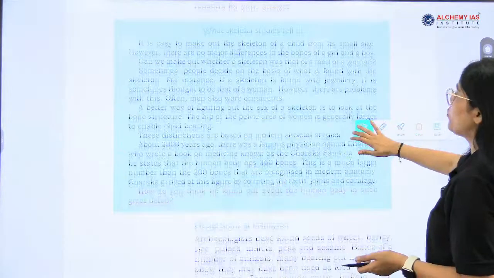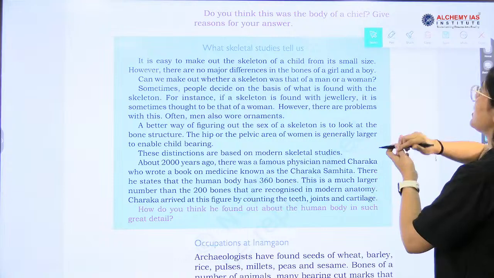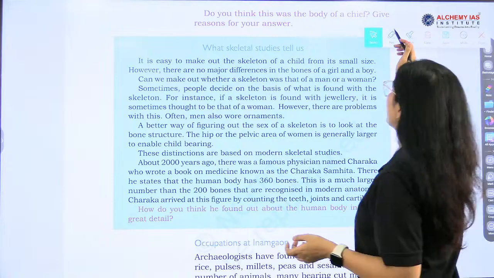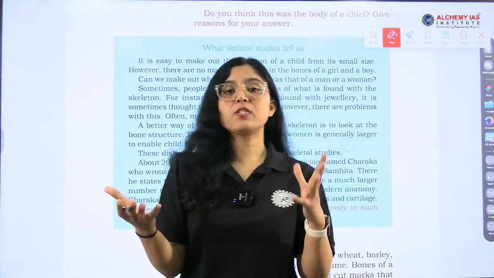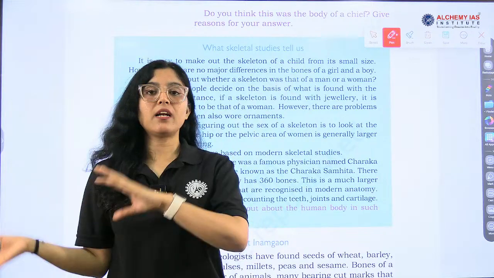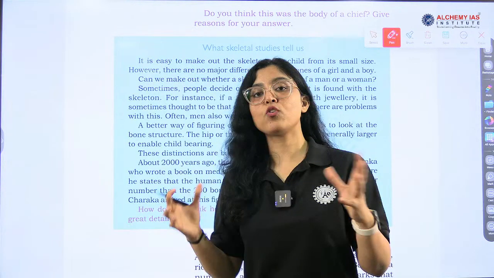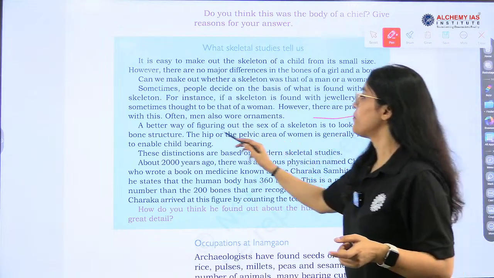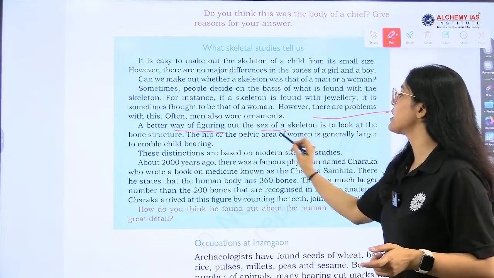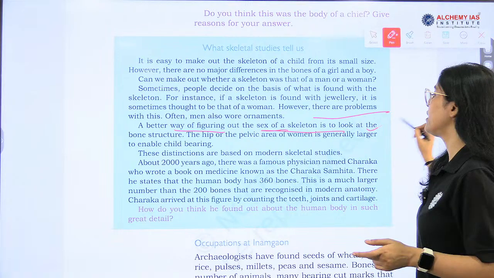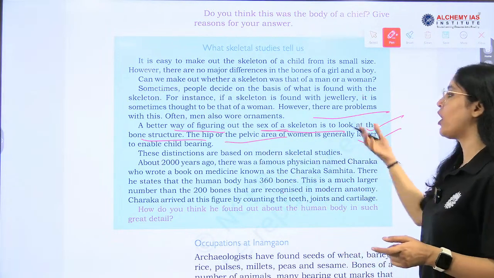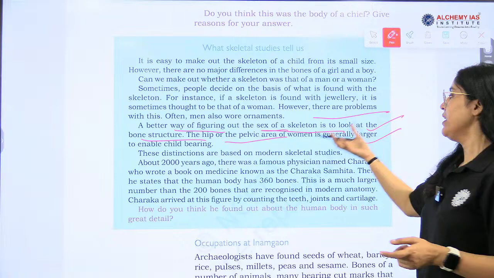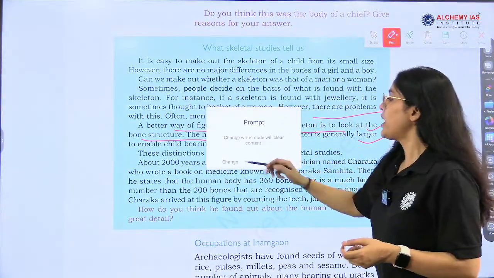Now, what do skeleton studies tell us? Do we find any difference between a male skeleton and a female skeleton? Based on the size of the bones, we find the difference. A better way of figuring out the sex of a skeleton is to look at the bone structure. The hip or pelvic area of women is generally larger, right, to enable childbearing.